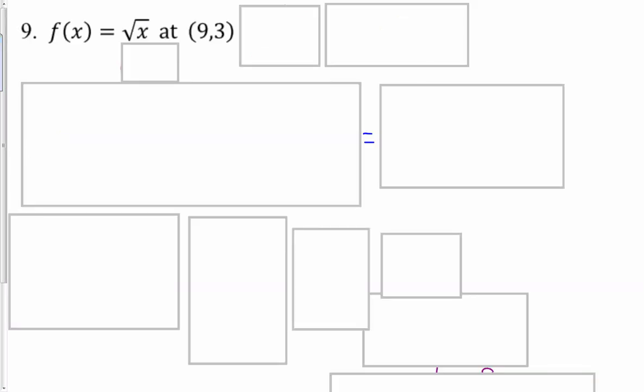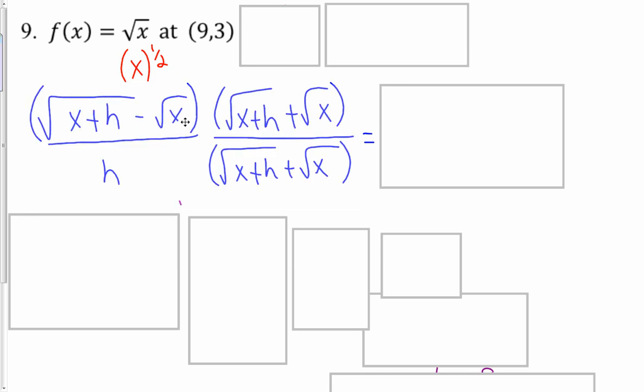Moving on, we've got f of x equals square root of x at (9, 3). Okay, as a reminder, square root of x is the same as x to the half. And so f of x plus h minus f of x right here. There's not a lot of simplifying going on there because we can't really simplify this. So we can't really simplify this without multiplying by the conjugate.